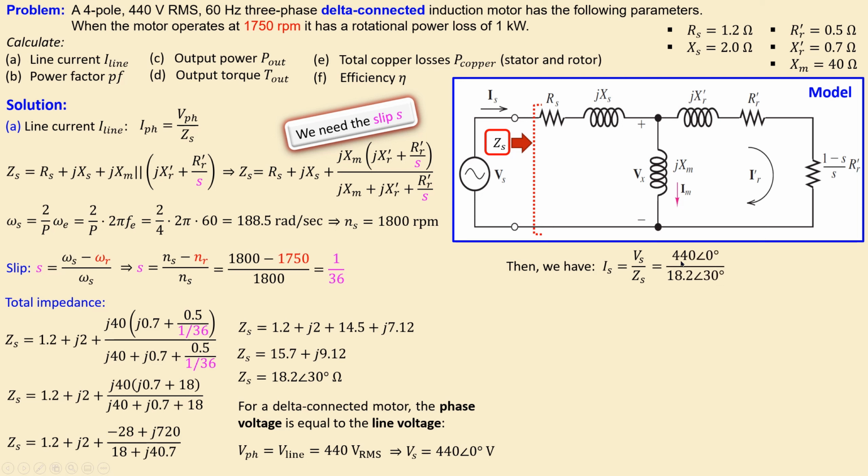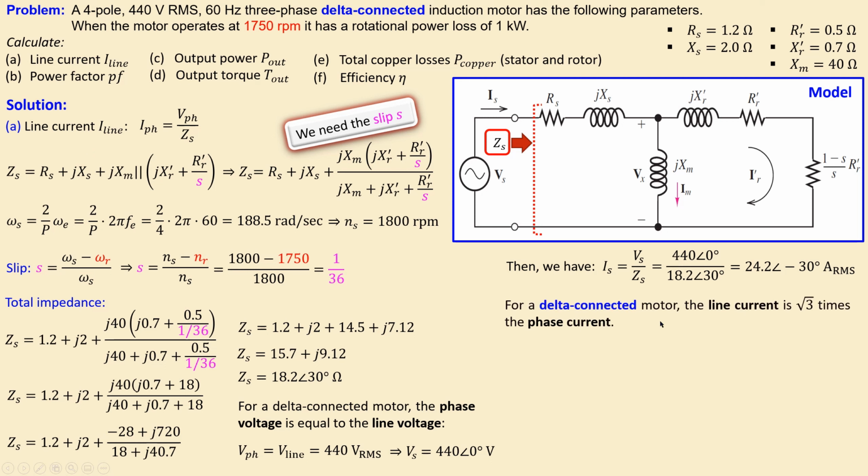We have 440 volts over 18.2 the magnitude, and also the phases, you will get 24.2 with a phase contribution of minus 30 degrees amperes in RMS. Okay, we are now very close because we have now the phase current, but we need of course the line current, and there is a relationship between the phase and line current.